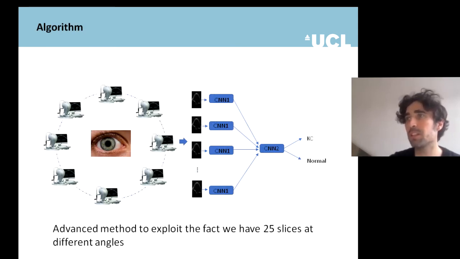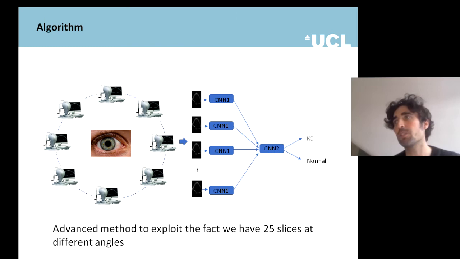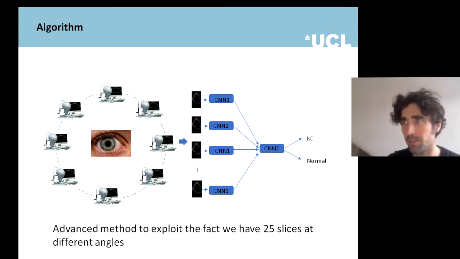The specifics of the algorithm I'm trying to use: I want to exploit the fact that we've got 25 slices. A lot of machine learning tasks will just use one image of something and then try to classify it. But in our case, for every eye, we've got 25 slices. I know I don't have 25 here, I have 8, but I just couldn't draw that many. So I want to somehow exploit the fact that I've got 25 images.